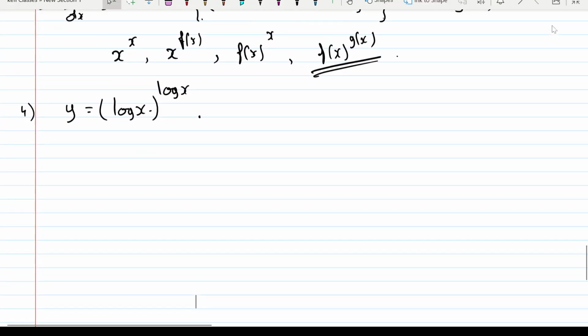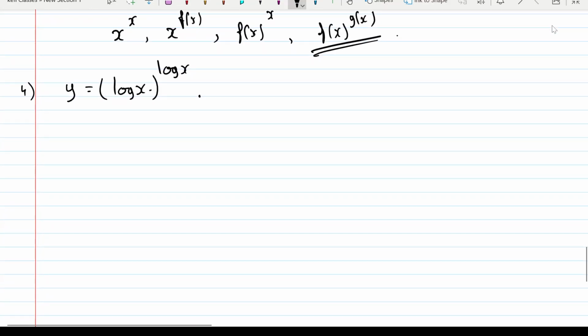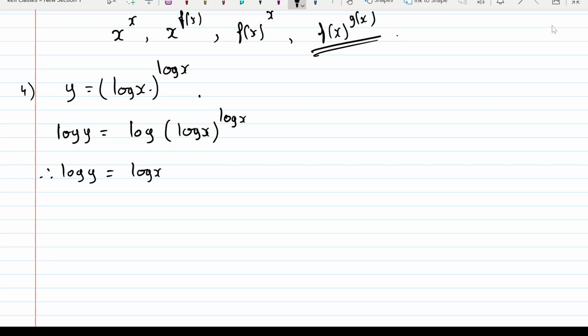So now with this one, the procedure is still the same. We will take log on both the sides. So first step, log y is equal to log of log x raised to log x. And therefore log y is equal to log x into log of log x. Okay. So same formula, same rule. Log a raised to m is m log a.